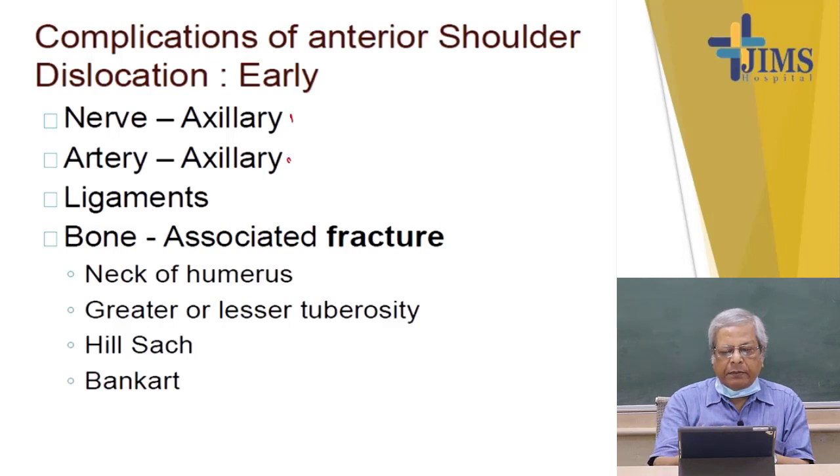The ligaments may remain lax. There could be associated fractures, as I said, of the neck of humerus, or greater or lesser tuberosity. In many cases, we get an associated fracture of the greater tuberosity of the humerus. But the good thing is, when you reduce the dislocation, the greater tuberosity falls back to its own place. That does not require any extra treatment, either internal fixation or otherwise. Hill-Sachs and Bankart's I mentioned.